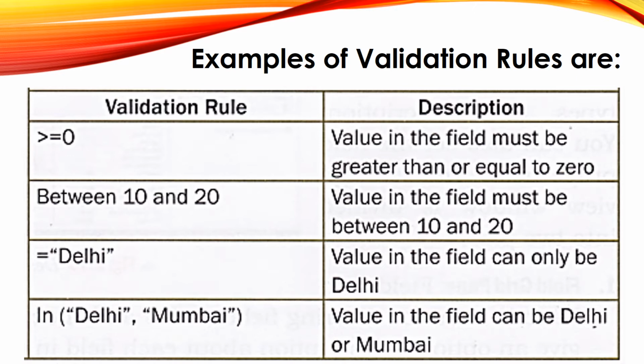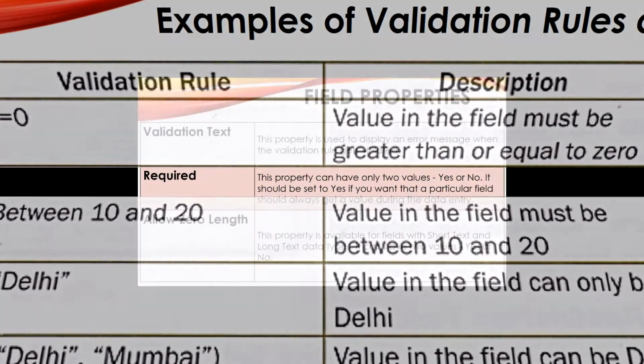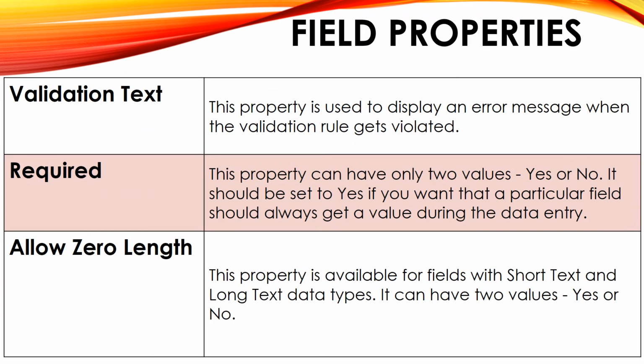Is equal to Delhi means value in the field can be Delhi. In Delhi and Mumbai, value in the field can be Delhi or Mumbai. Let's move on to other field properties. Validation text. This property is used to display an error message when the validation rule gets violated.